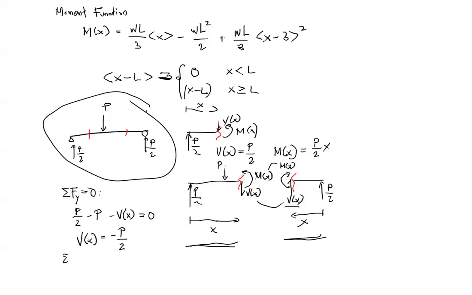And kung nag-sum ka naman ng moment to be equal to 0, makukuha natin dito, pag nag-sum ka ng moment dito sa point na to, so meron kang P over 2, which is causing a clockwise rotation.